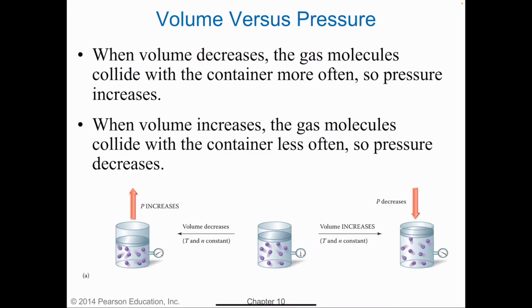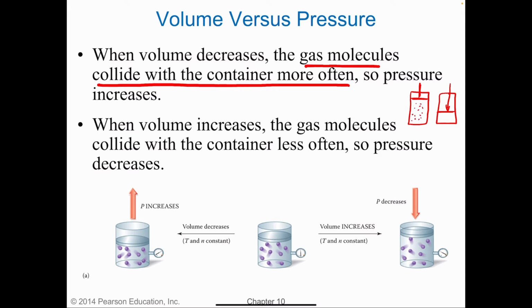So first up, volume versus pressure. When volume decreases, the gas molecules are going to be colliding with the container more often. So you imagine, I'll draw two of my pistons like the ones in the car. So here's my cylinder, and then I depress it down here so I have a smaller volume.